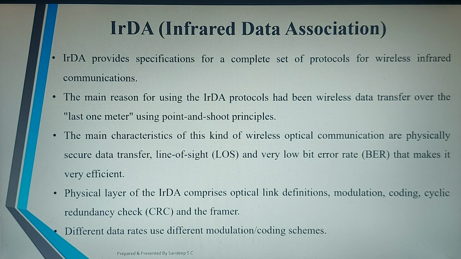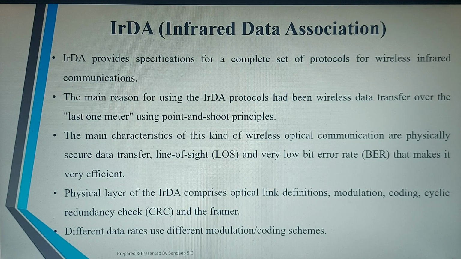So this is basically an optical communication. The data will be very secure here, but the transmitter and receiver should be in line of sight. There should not be any obstruction between the transmitter and receiver. Only then can infrared communication work. As it is an optical, line of sight communication, it has a very low bit error rate. BER is very low, which makes it a very efficient communication.